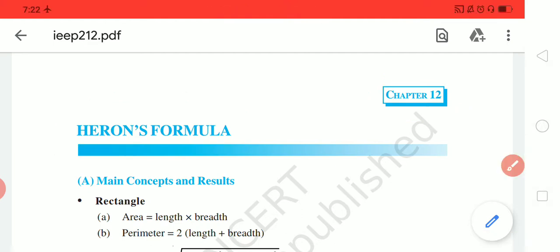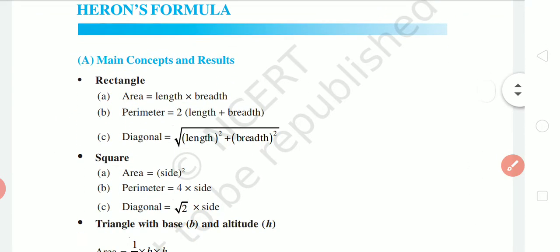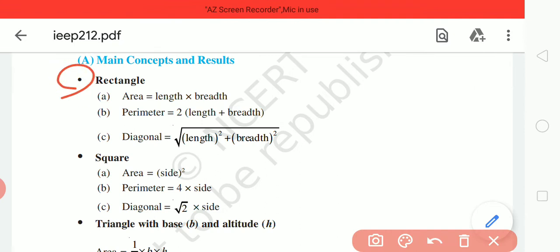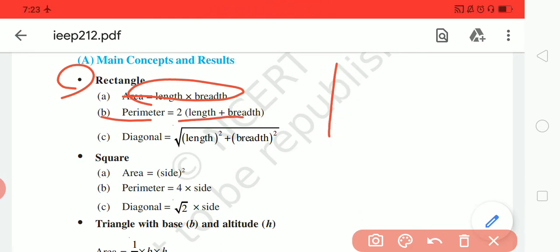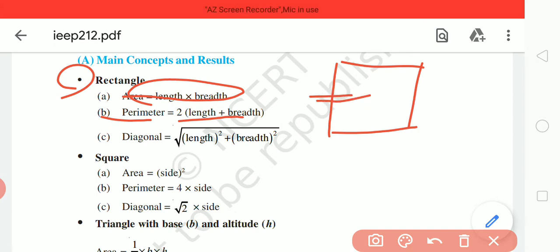So let us start. First you have been given a rectangle. You know that the area of a rectangle is length multiplied by breadth, and perimeter is 2 into length plus breadth. Or you can say that when you have a rectangle, the opposite sides are equal. The formula for the perimeter of any figure is the sum of all the sides.